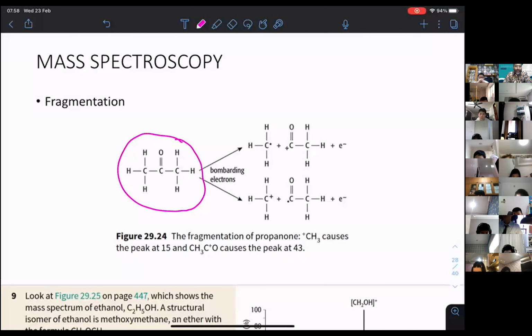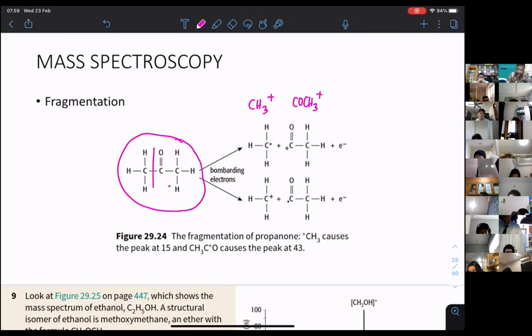Now, if you look at mass spectroscopy, it functions based on fragmentation. The molecules can be fragmented. For example, you can have a fragment over here, CH3+, and you can have another fragment, which is this entire thing, COCH3+. So they are going to have fragmentation over there.